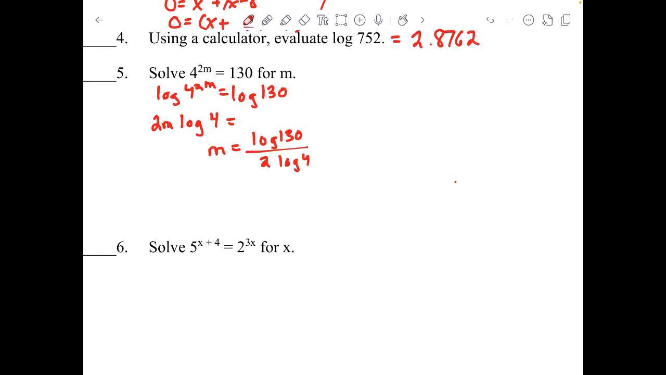Using my calculator and figuring out what the log of 130 is and then dividing by 2 log 4, I get a value of m being equal to 1.7556.